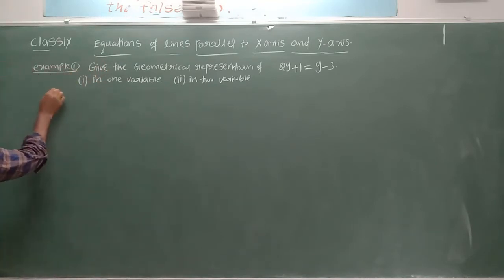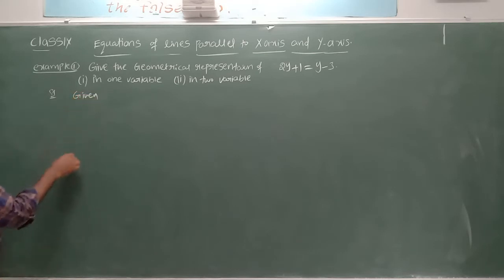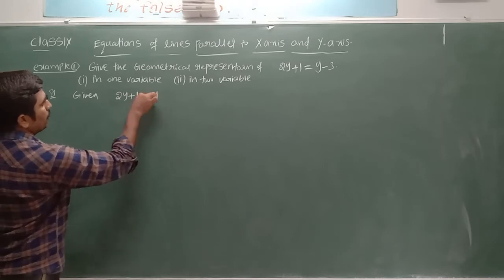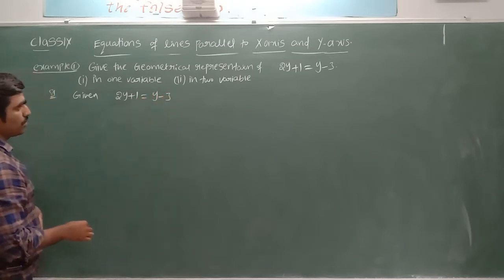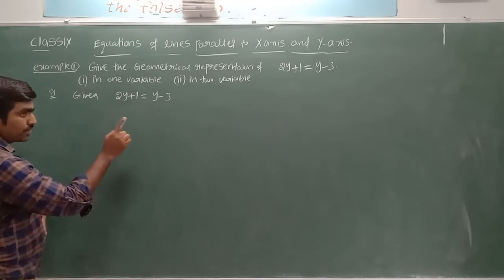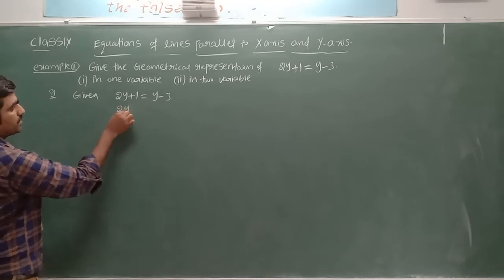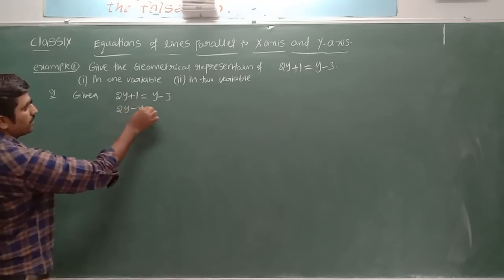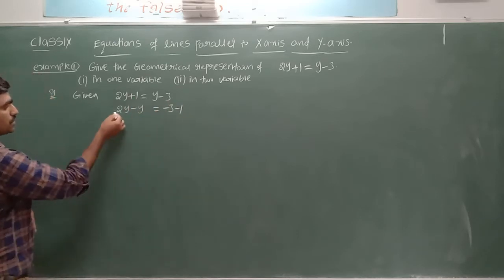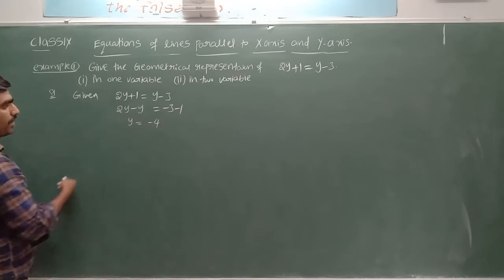Now let us take the solution. The given equation is 2y plus 1 is equal to y minus 3. Now let us find the solution for y. A linear equation in one variable has only one solution, so I am going to find that one solution. Separate variables on one side, constants on the other side. 2y plus y by transposing minus y is equal to minus 3 plus, by transposing, minus 1. So 2y minus y is equal to minus 4. y is equal to minus 4.